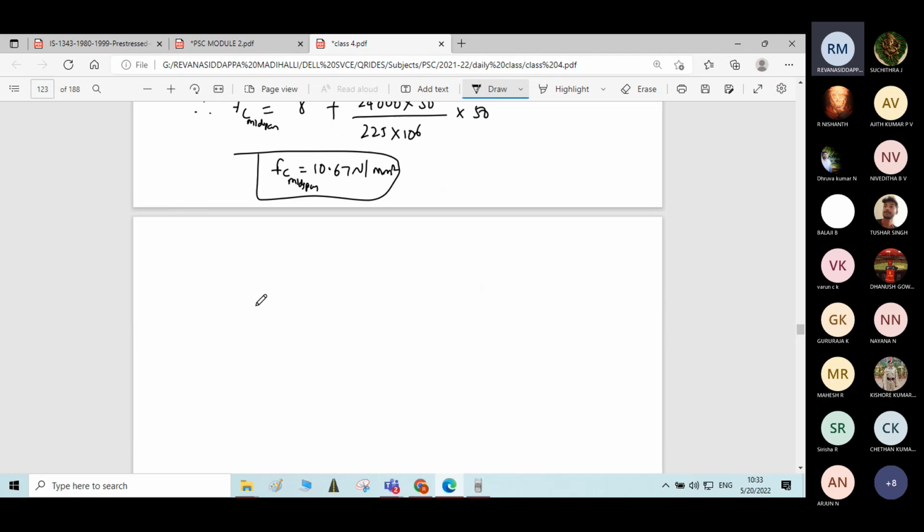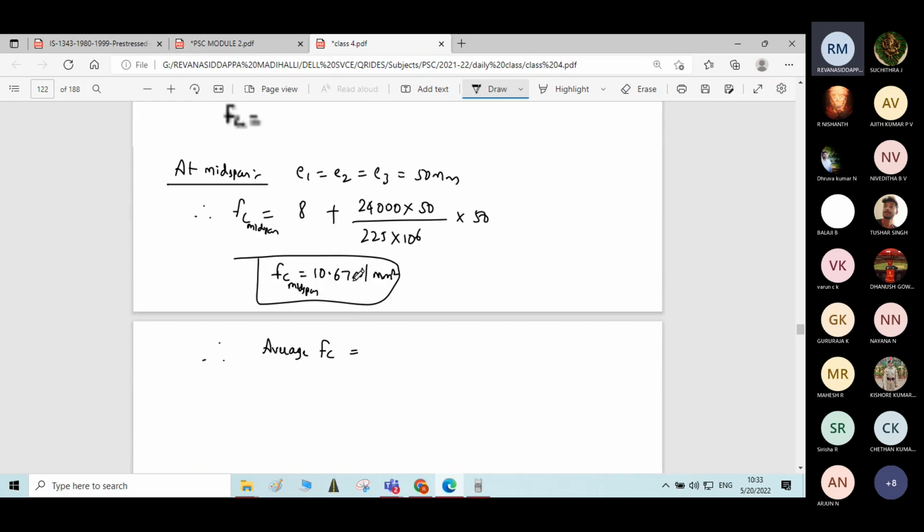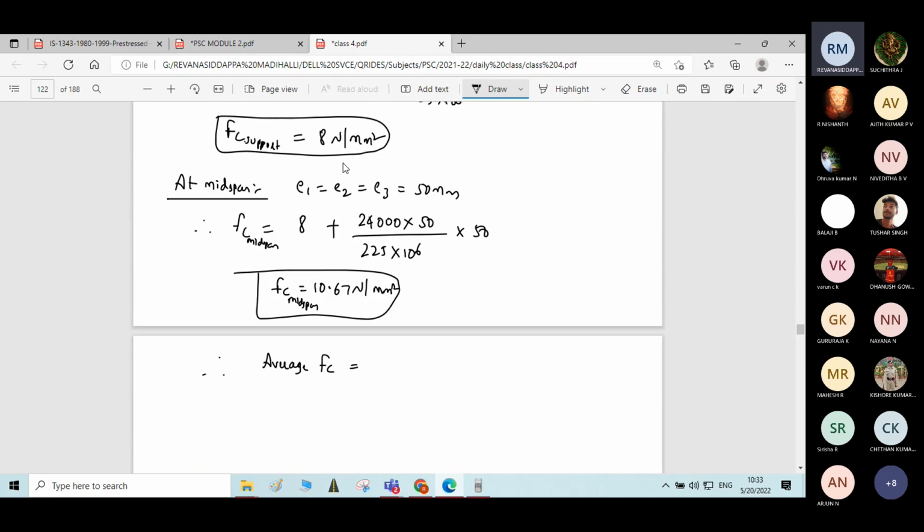Okay, 10.67. Therefore, average FC is equal to... I'll directly write the calculation now. The minimum value plus 2/3 of the difference between the larger value and the smaller value: 8 plus 2/3 of (10.67 minus 8). In this way, you can directly calculate the average FC. It is 9.78 Newton per mm square.